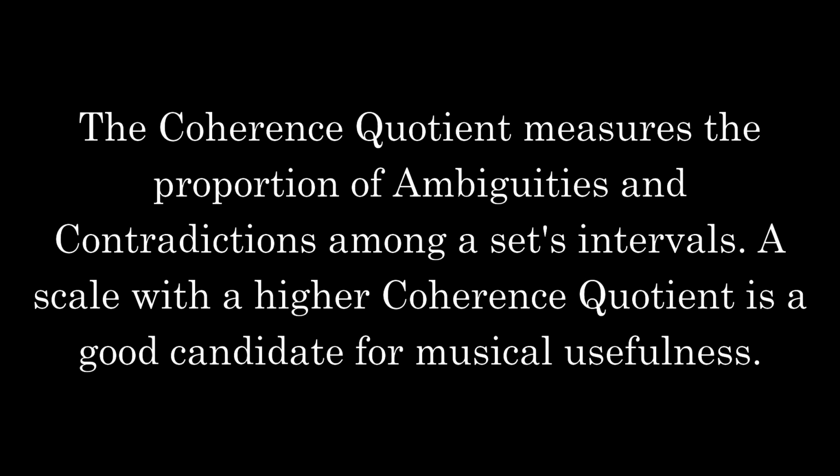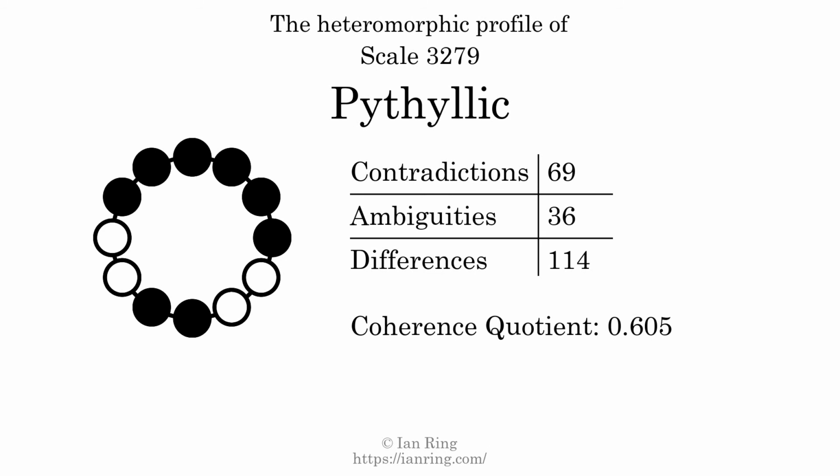The coherence quotient measures the proportion of ambiguities and contradictions among a set's intervals. A scale with a higher coherence quotient is a good candidate for musical usefulness. The coherence quotient is 0.605.